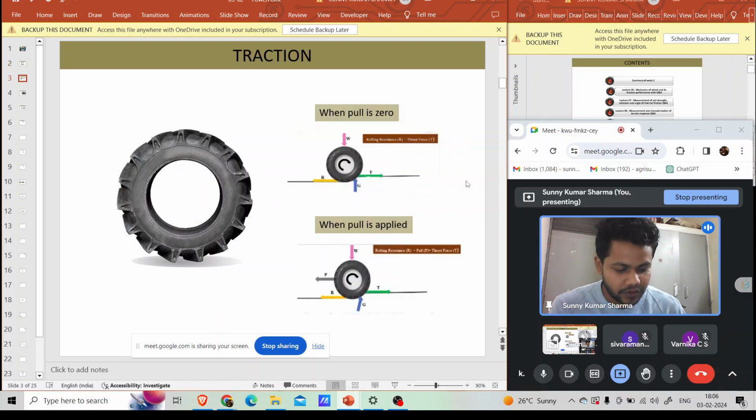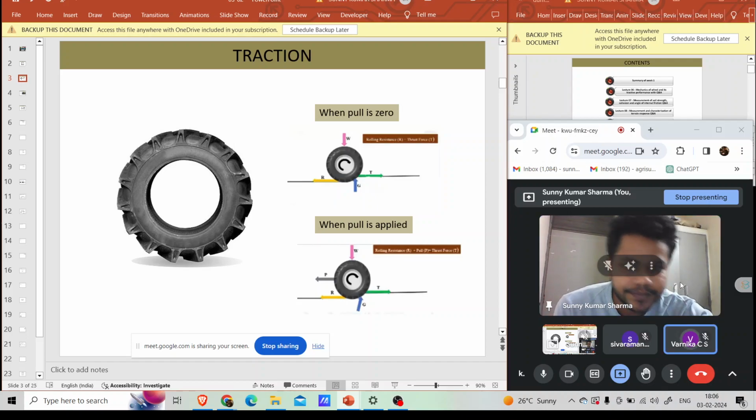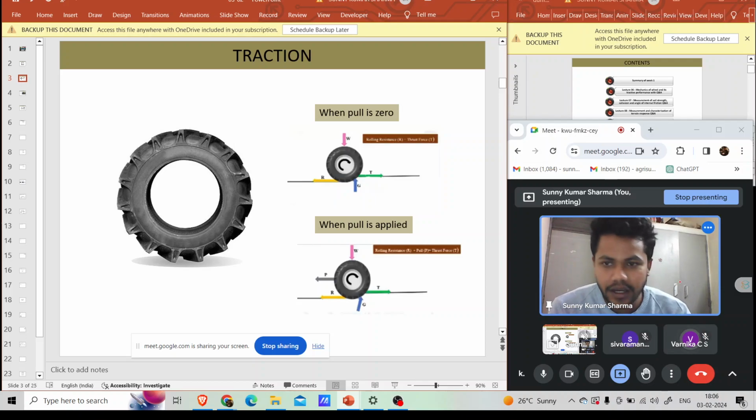Last week, I gave an introduction about what traction is. When a tire engages with the soil surface, some shearing action takes place. With that shearing, it develops thrust, which we denote with F, and it also gets some initial resistance, which we denote with rolling resistance RR.